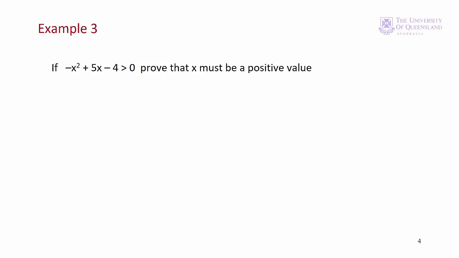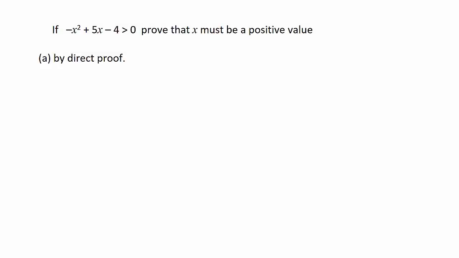Now let's look at an example of a direct proof and an indirect proof. We'll use this problem. If minus x squared plus 5x minus 4 is greater than 0, prove that x must be a positive value. First by direct proof, and second by an indirect proof. This is example 3 from Lecture 1.